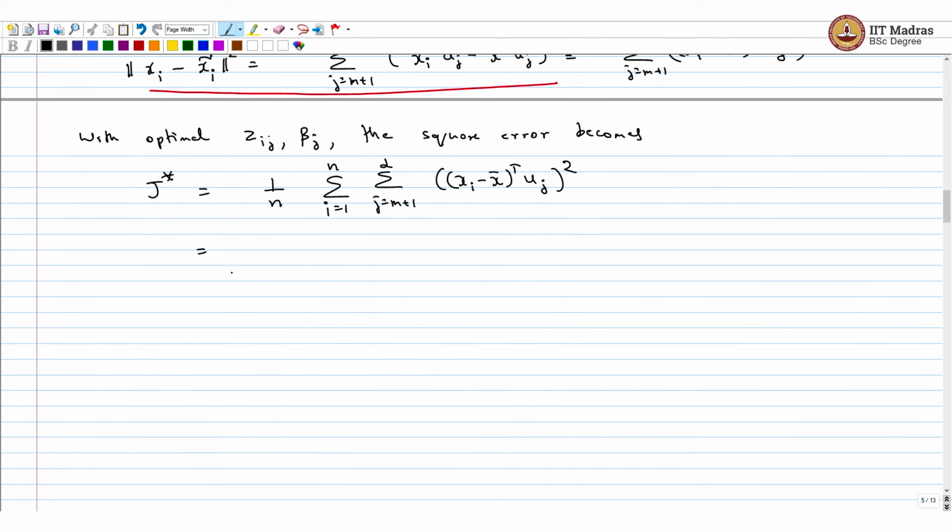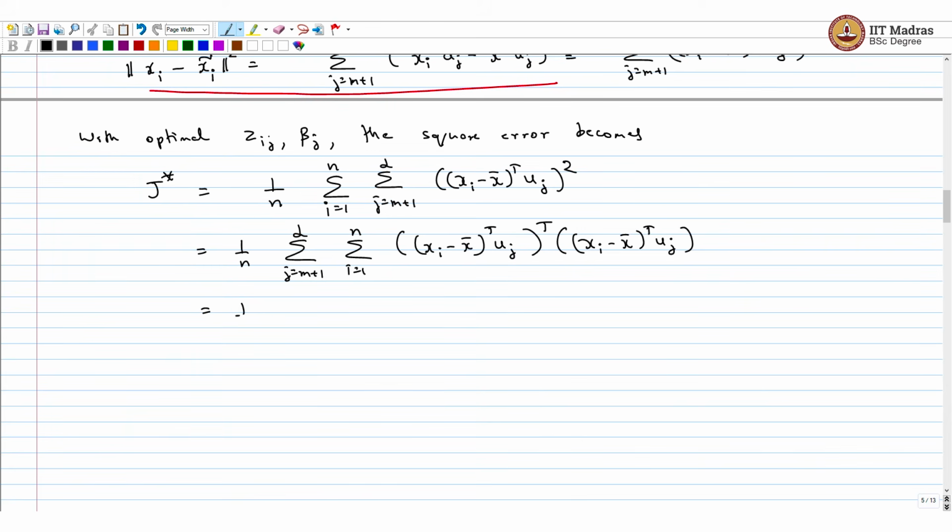Now, if I continue simplifying this, then what I would get is 1 by n. I'm going to interchange the summations. So j equals m plus 1 to d, summation i equals 1 to n, and then this square can be written as a dot product with itself, which is writing (xi minus x bar) transpose uj, this product with (xi minus x bar) transpose uj.